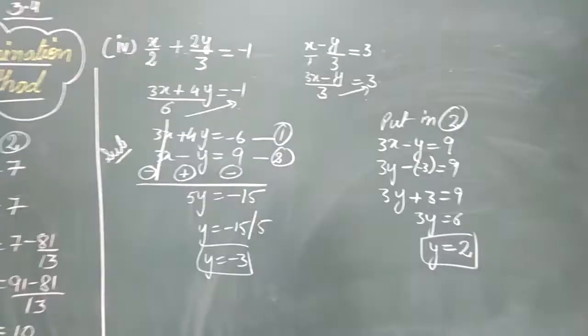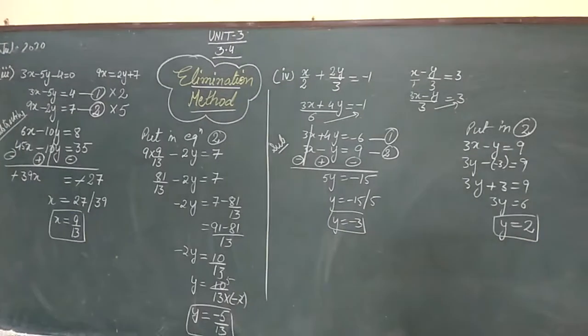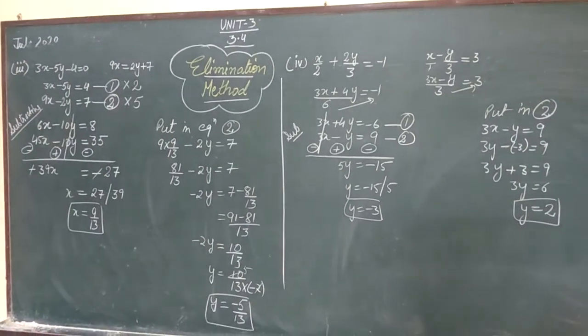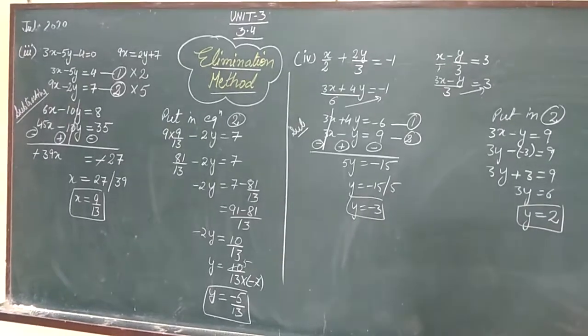And remember, the easiest method among all the 4 methods of solving 2 equations is the elimination method. This is the third method of solving a pair of linear equations.